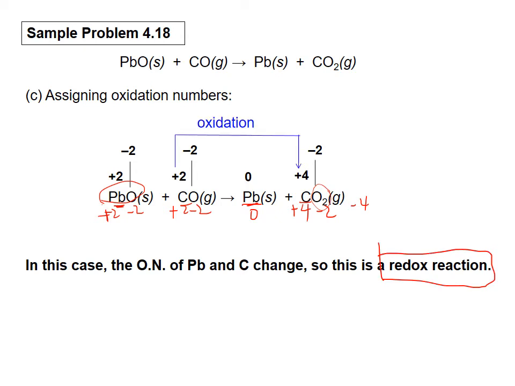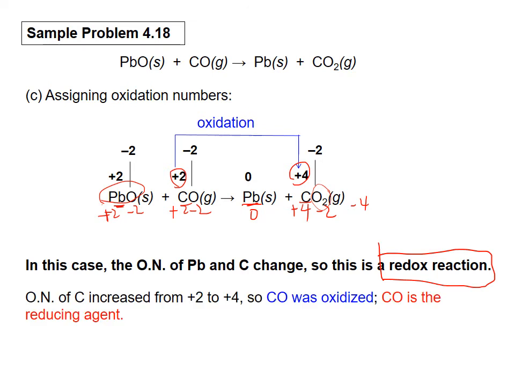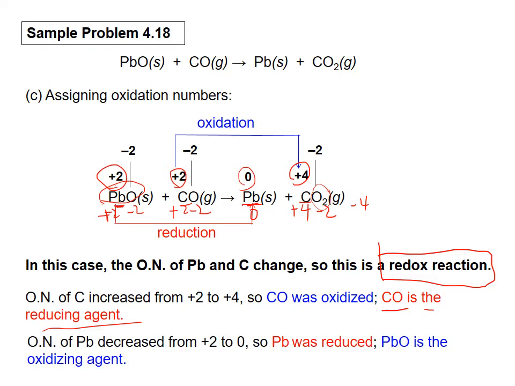Now let's look at the carbon. The carbon changes oxidation number from 2 to 4. It increases oxidation number, and therefore it must lose electrons, and therefore it's an oxidation reaction. Carbon is oxidized, and therefore carbon monoxide is the reducing agent. Okay, and similarly, lead's oxidation number decreases from +2 to 0, so it must gain electrons. So lead is reduced. Okay, and the lead oxide, the compound, is the oxidizing agent.